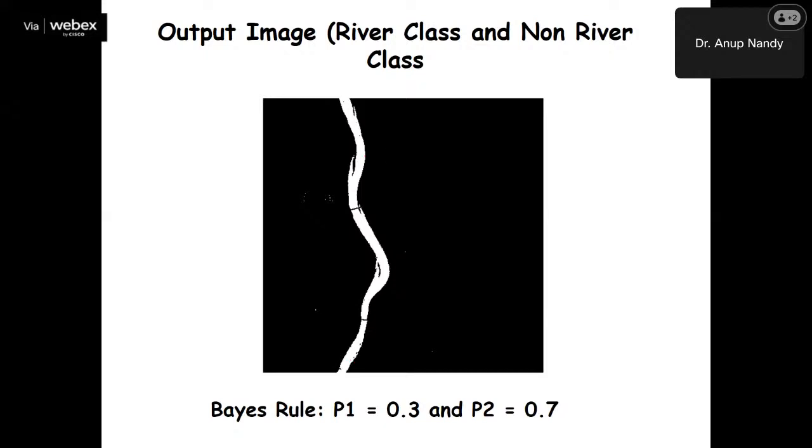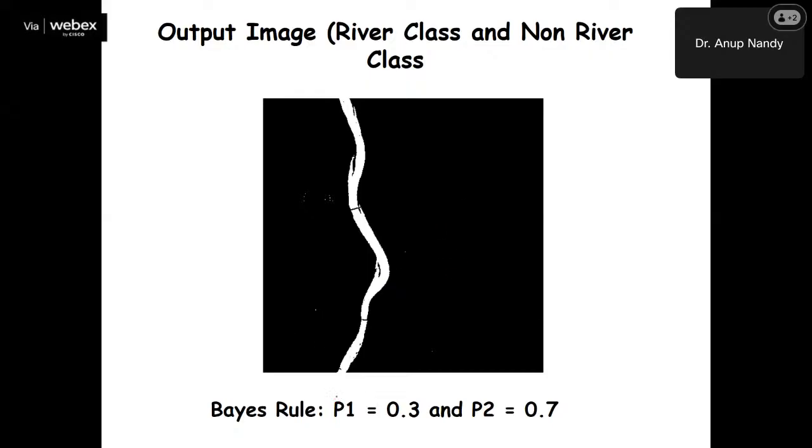Now the river class is entirely white, and the non-river class, or land covered area, is completely black, dark. So these are grayscale images, with intensity values 0 and 1, or 0 and 255, I would say. So 255 is completely white, and 0 means completely dark.